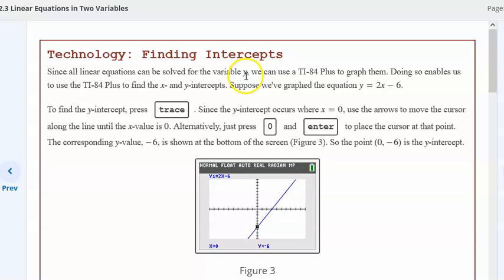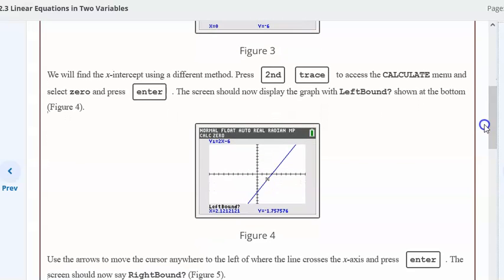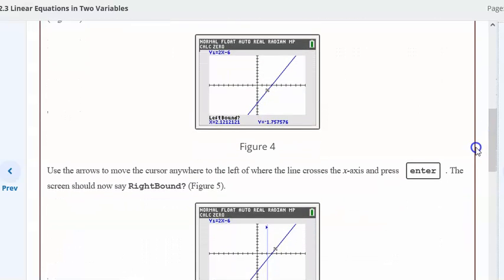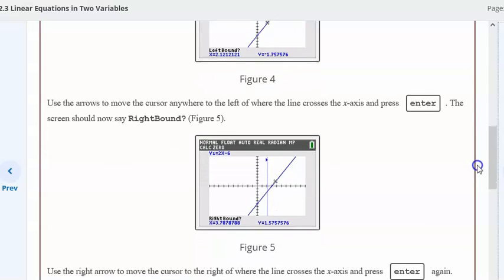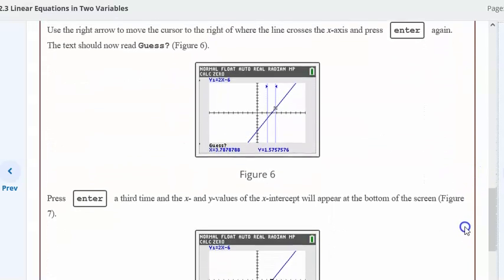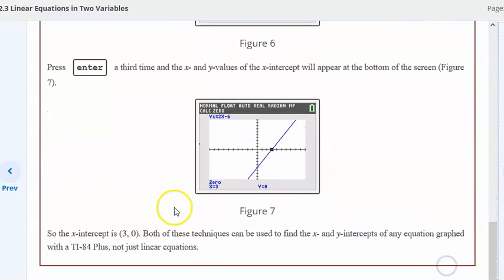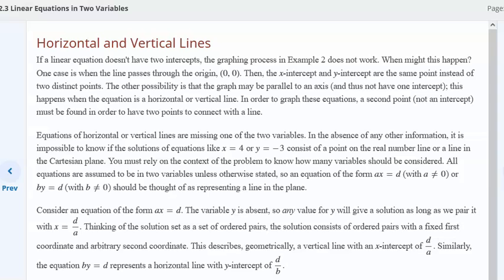Now, here they go into the use of a TI-84 or any other graphing calculator, setting up your field of vision and then the trace function so you can actually pick out your intercepts. Pause again and look this over. Now, we mentioned this a little before, and let's just do a little review.